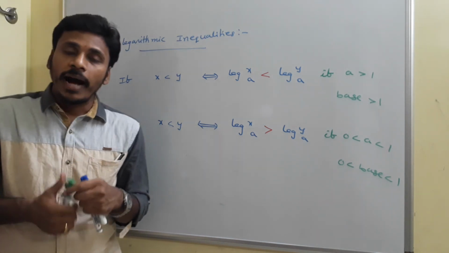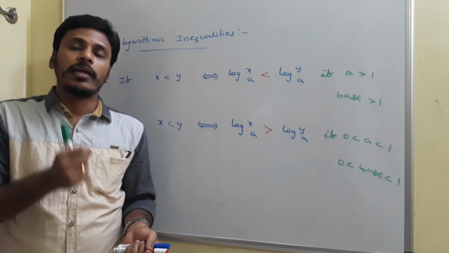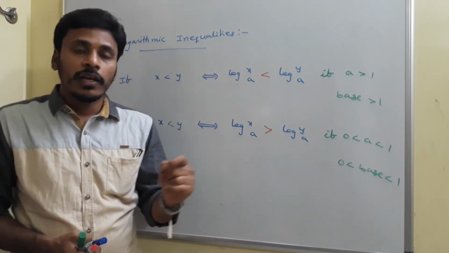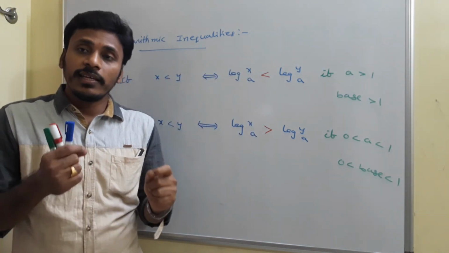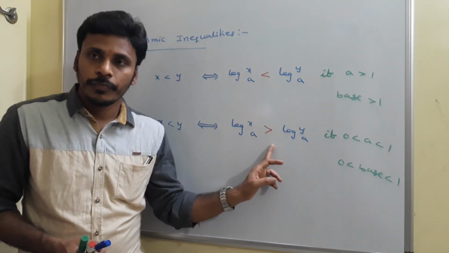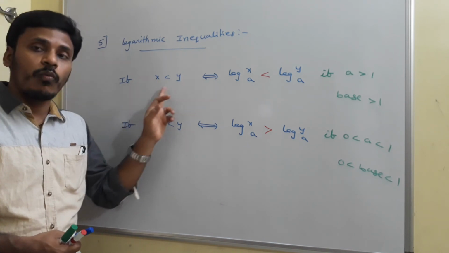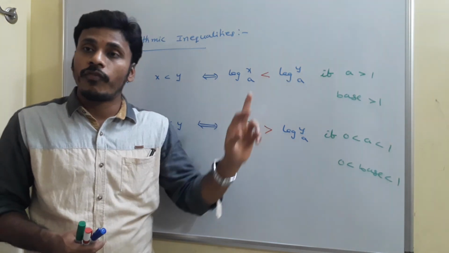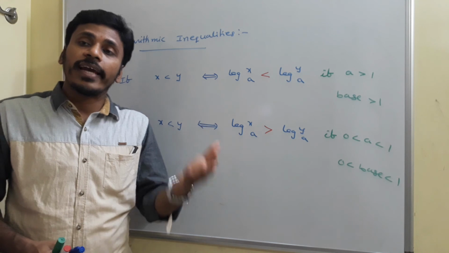So while applying logarithms on both sides of an inequality, you need to think about the base. If that base is more than 1, then you just directly use the same symbol. Or if that base is in between 0 and 1, then you need to use the opposite symbol. Okay? In other words, if x is less than y, then the logarithm of x base a is again less than the logarithm of y base a. That is, if x is smaller, log x is again smaller.